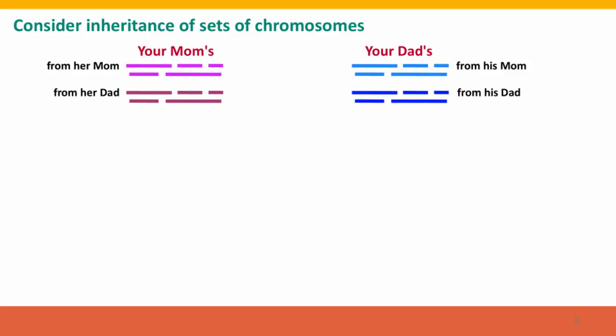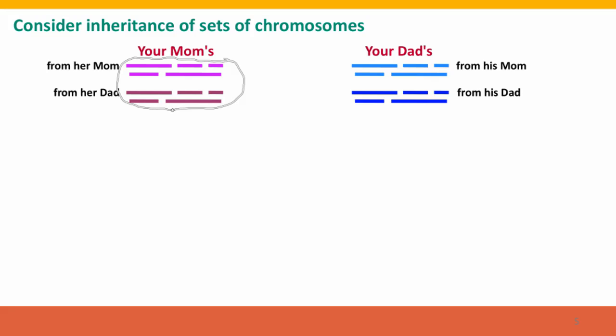So we'll consider inheritance as sets of chromosomes coming from your mother and your father. Again, we're pretending there are only 5 chromosomes for simplicity. Your mom has 2 sets of chromosomes that she inherited from her parents, a set from her mom and a set from her dad. I've drawn them as if they were kept separate, but in fact they're mixed together in the cell. When the egg meets the sperm, the chromosomes mix together, and the cell doesn't keep track of which parent they came from.